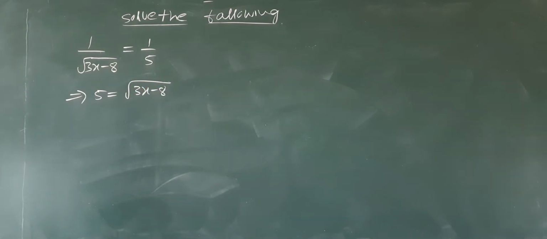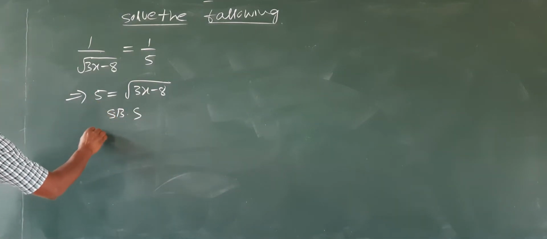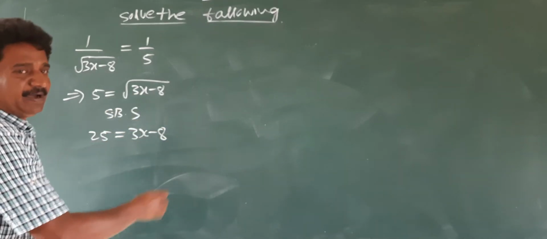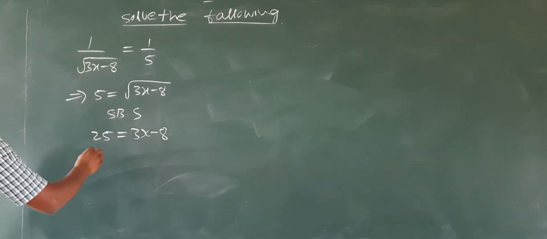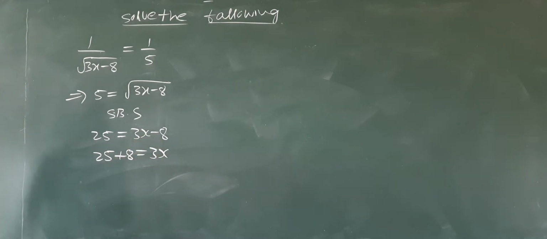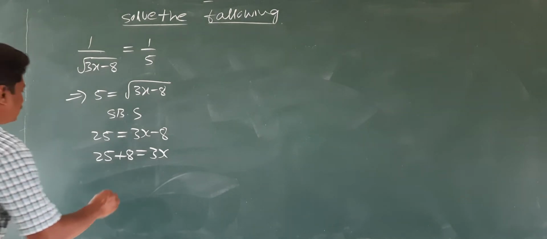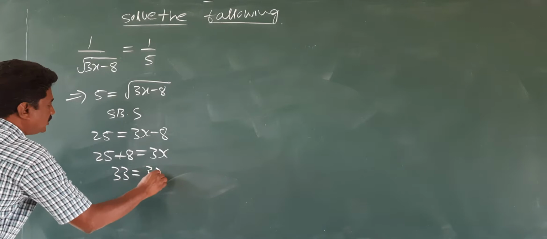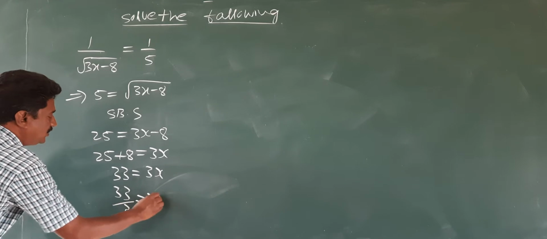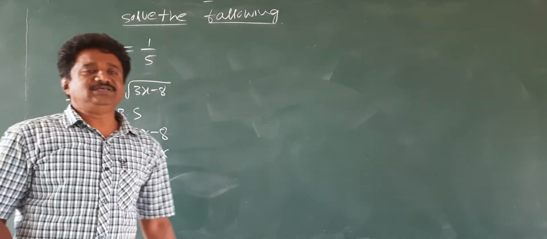Square both sides. 5 square is 25, equal to 3x minus 8. Bring that minus 8 this side: 25 plus 8 is equal to 3x. How much is 25 plus 8? I think it's 33. So 33 is equal to 3x. Bring that 3 down. 33 by 3 is equal to x. Tell me the x value, students. So x is equal to 11.